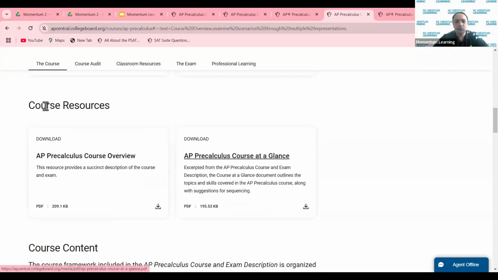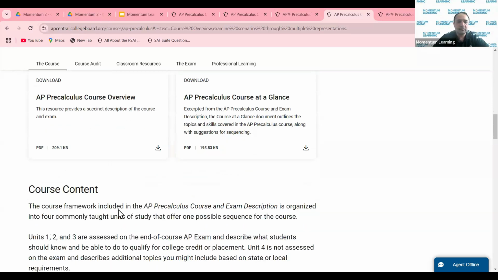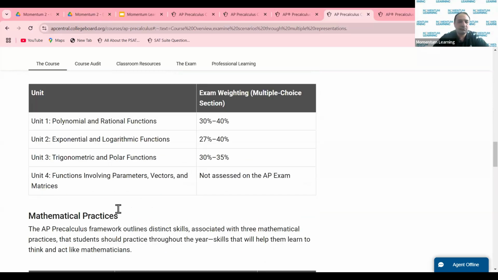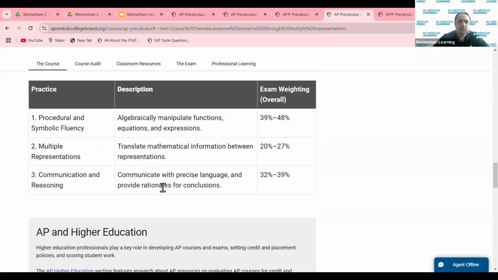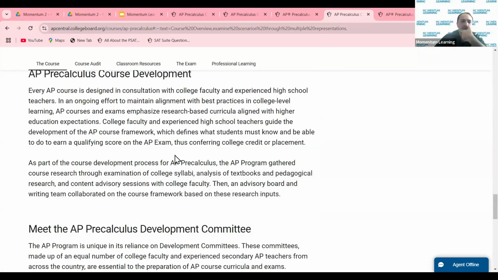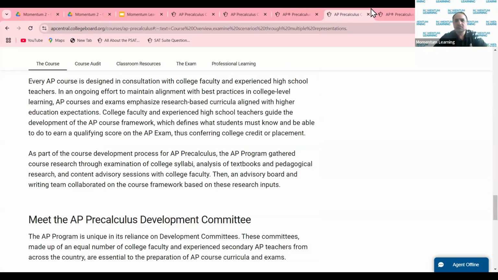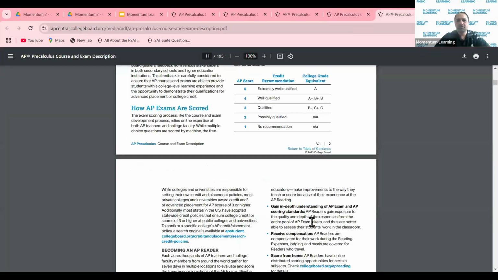And we have also resources. At a glance, I'm gonna go over this, very useful. We're gonna need to go over that. And course content, it is broken down like I've done before. You're gonna see what percentages for each topic. You can easily see here 1, 2, 3, there is no unit 4, and here it is. Yeah, so that's gonna help us.